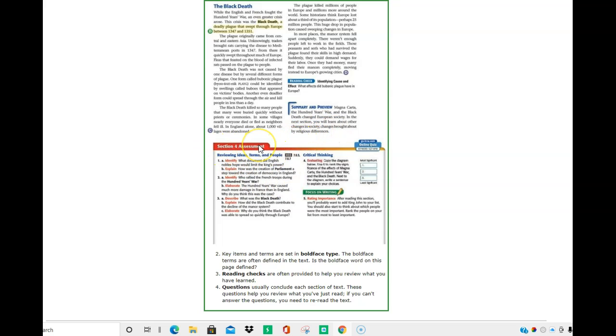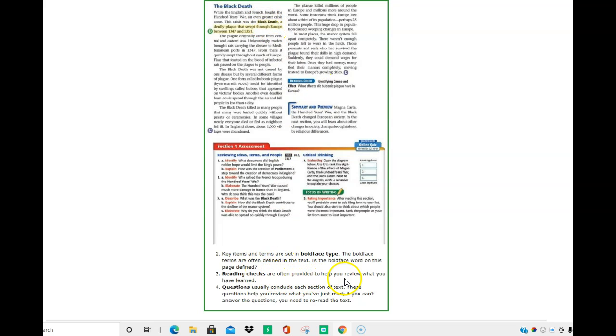And here's the section for assessment, different questions. Key terms, key ideas and terms are set in boldface type. The boldface terms are often defined in the text. Is the boldface word on this page defined?